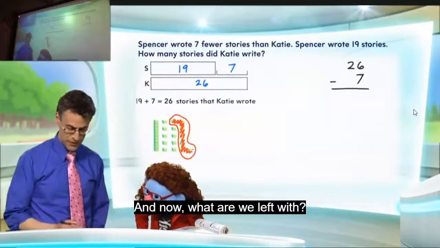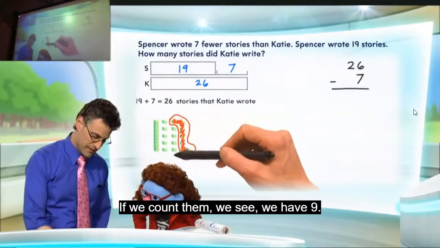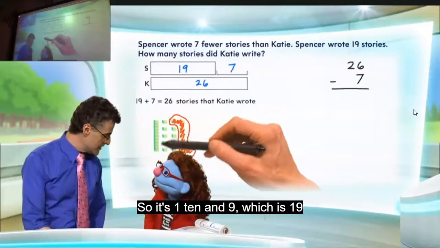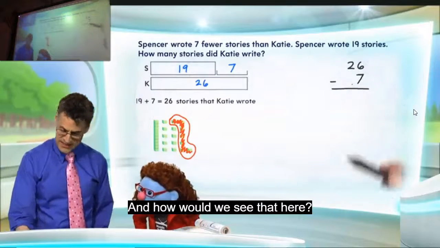Okay, and now what are we left with? Well, we still have that 1 10, and then we have to count how many ones we have. And if we count them, we see we have 9. So it's 1 10 and 9, which is 19, which is what we got here. So that's good. And how would we see that here?